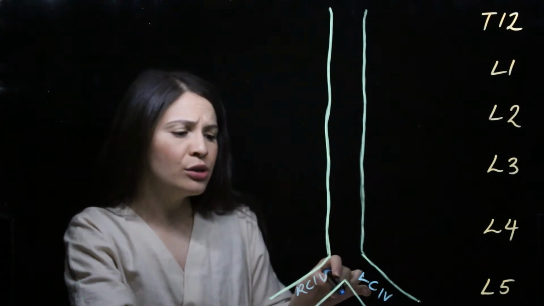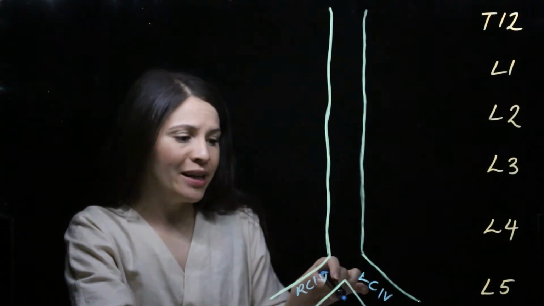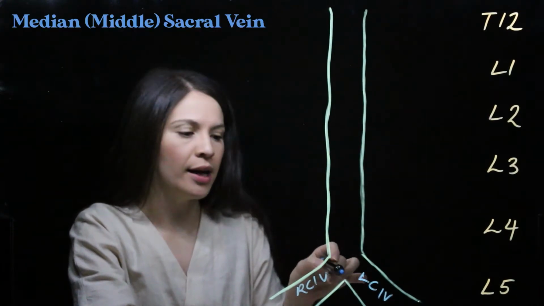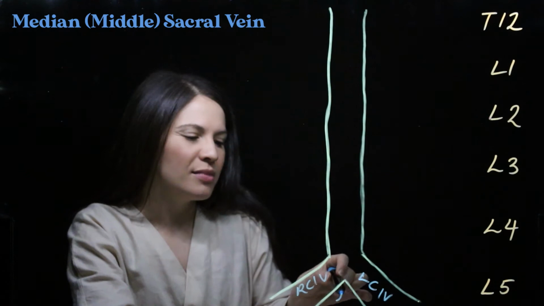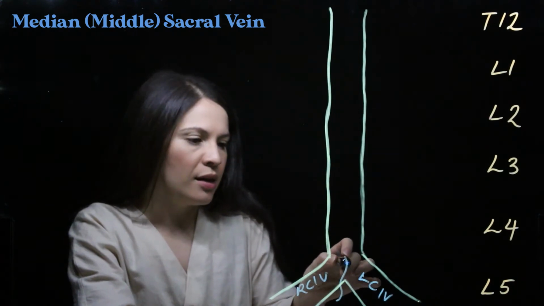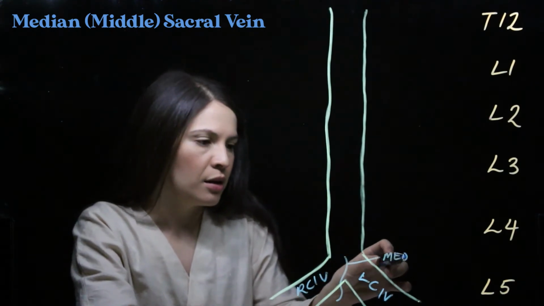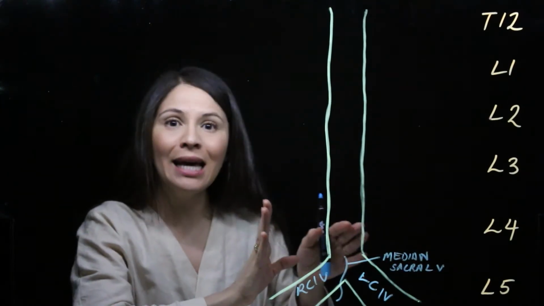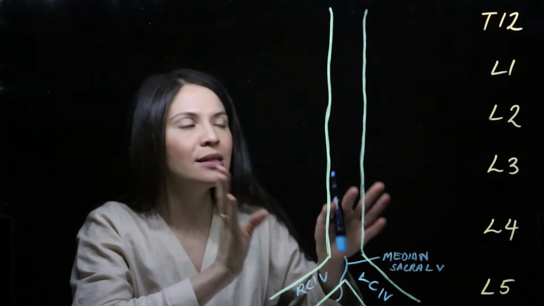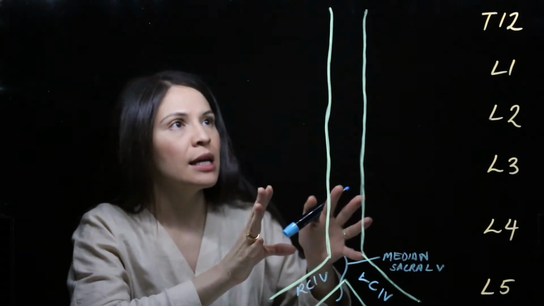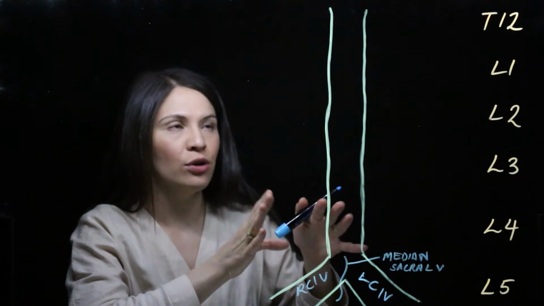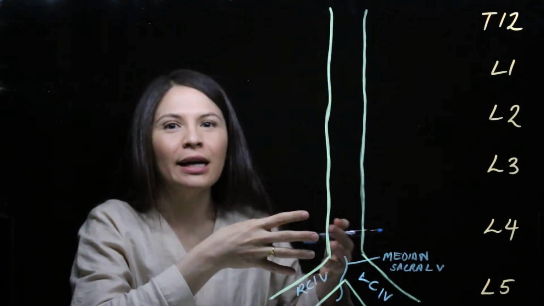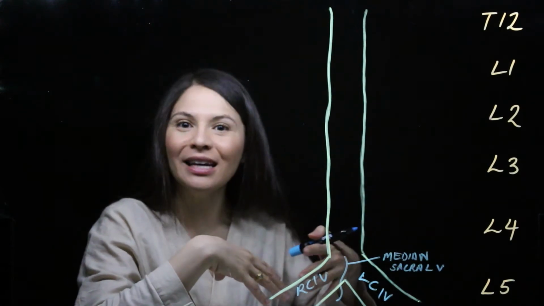Okay, so running into the left common iliac vein or directly into the inferior vena cava, we have that median sacral vein. So I'll just do it here, and then that can be our median sacral vein, also known as middle sacral vein. At the end of this section, you will come to realize that there are not too many things that drain directly into the inferior vena cava.